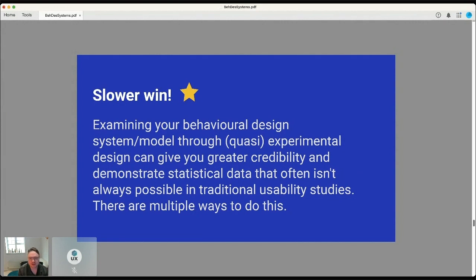There's lots of guidance around how to do things like N-1 studies and other lightweight, quasi-experimental approaches. So I'm not advocating for a particular or specific approach, but the slower win here is just giving it some time and space to be a bit more credible with the research that you do as well from a measurement perspective.